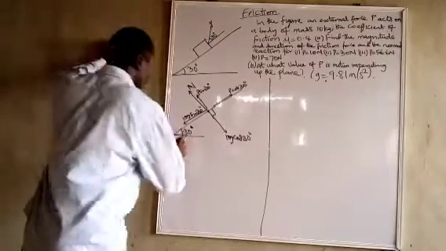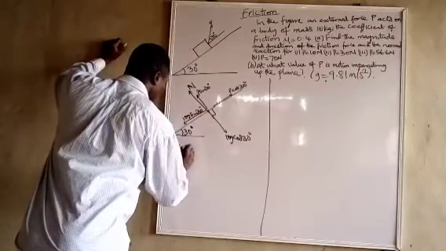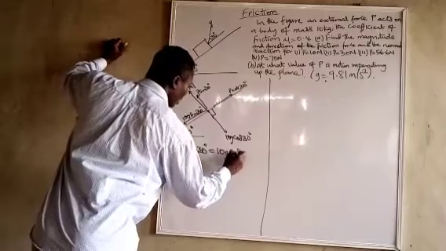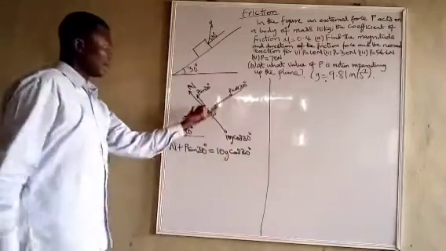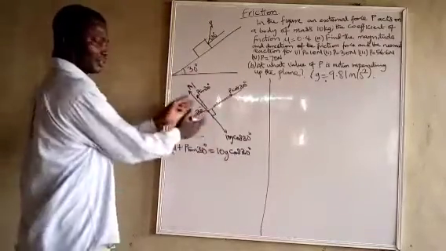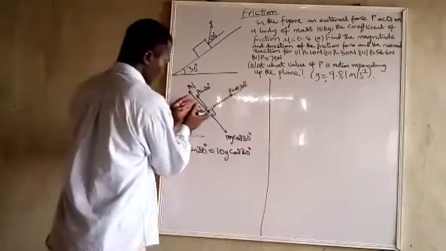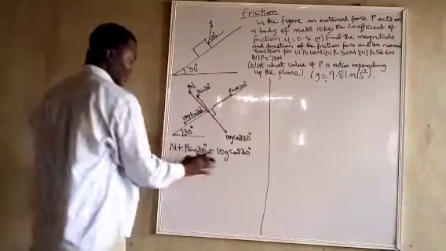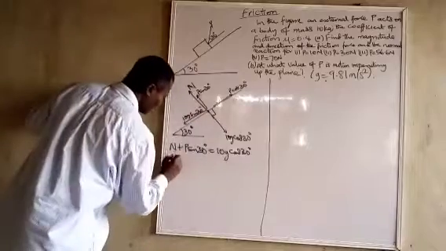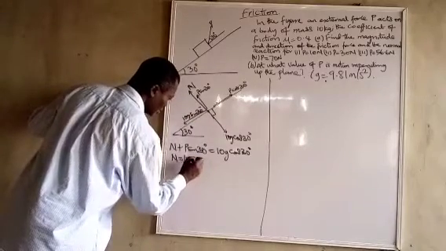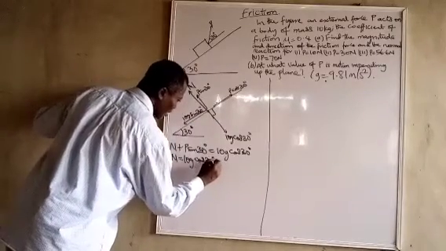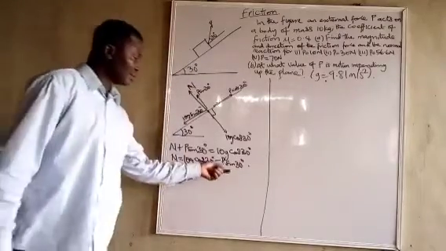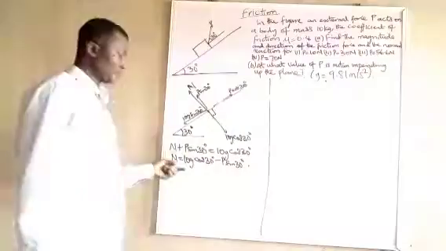To find n, n plus P sin 30 degrees will be equal to 10g cos 30 degrees. Why? Along the perpendicular, there is equilibrium. The body is not jumping up and down, and so they are fully in contact. That is why n will be 10g cos 30 degrees minus P sin 30 degrees. So this shows that the greater the value of P, the lesser the value of n.